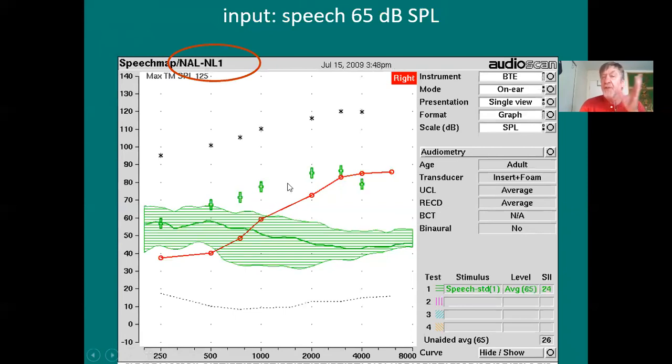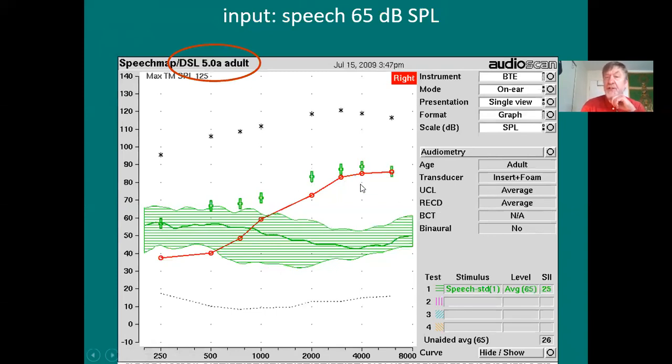Anyway, so again, unaided speech below, but you'd want that solid line where my cursor is to touch these plus signs. And notice that these plus signs are about 1/3 above the threshold. Note that NAL-NL1 asks for less in the very highs than DSL does. But NAL-NL1 looks at more mids than DSL does. That's one of the ways you can recognize a NAL-NL1 from DSL 5.